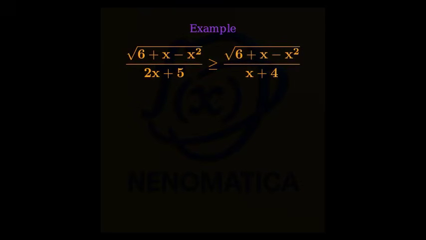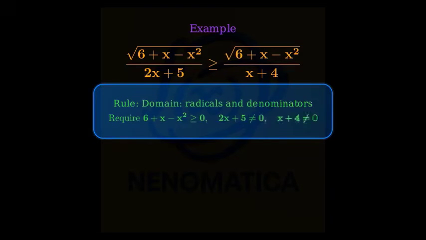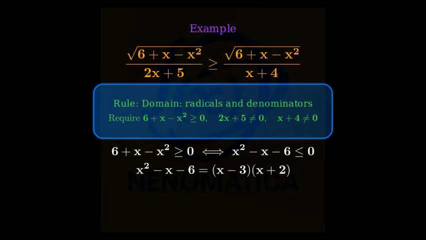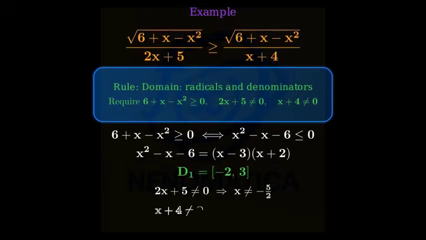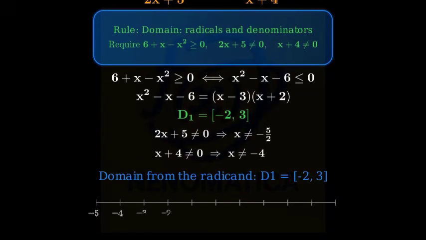Welcome! In this example, we solve a radical inequality step by step and visualize each set on a number line. First, here is the example and the original inequality. Step 1. Compute the domain of definition. The radicand must be non-negative, and denominators cannot be 0. We set 6 plus x minus x squared greater than or equal to 0, factor the quadratic, and then state the closed interval for which it holds. We also exclude the points that make the denominators 0.